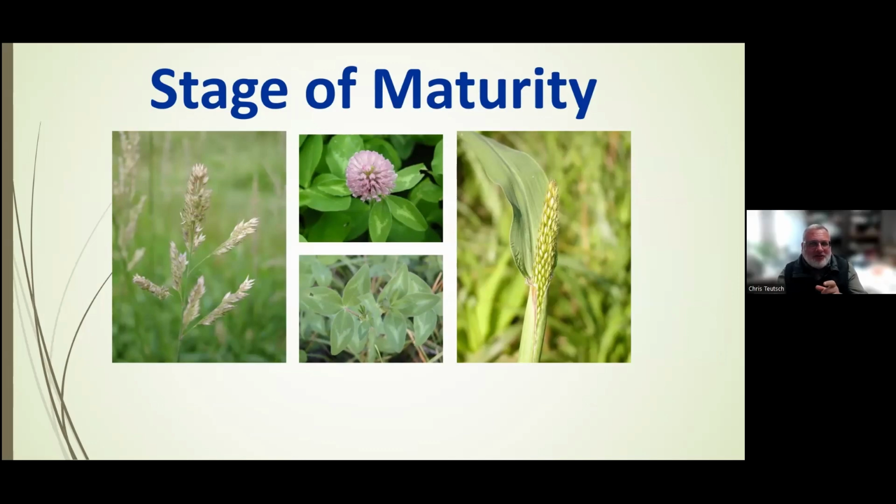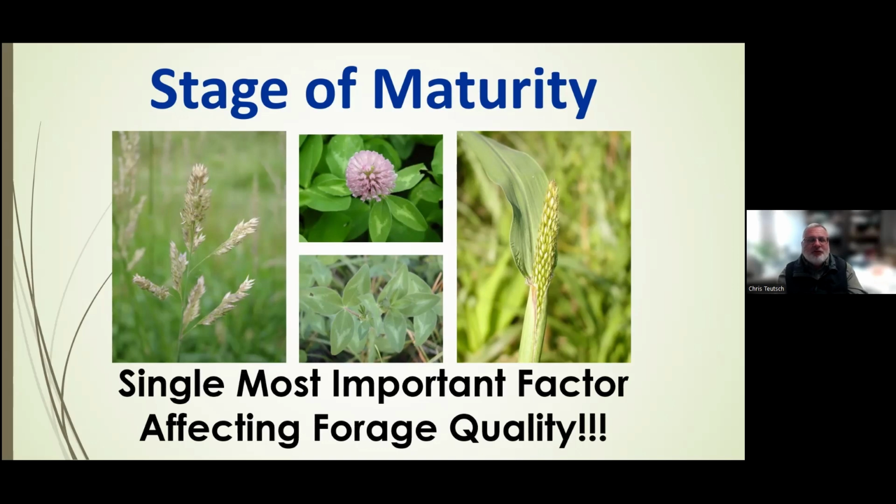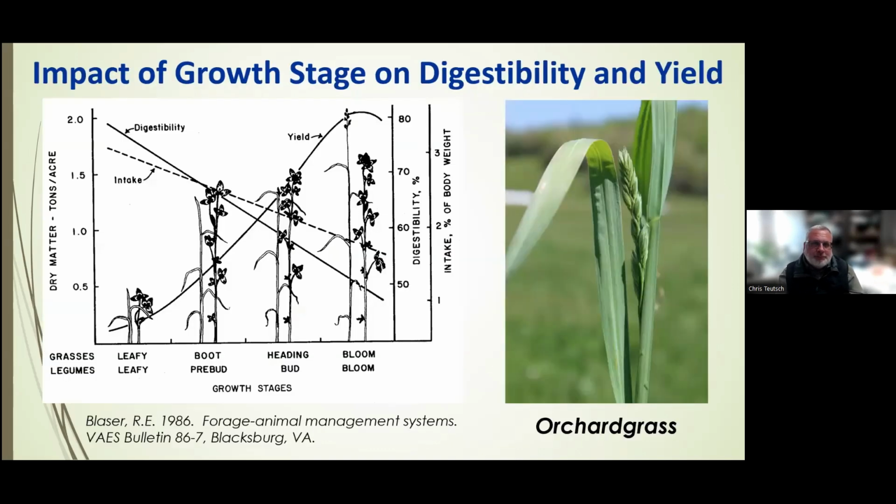I want to talk about stage of maturity at harvest. So we talked about species and we talked about fertilization, but the single most important factor impacting forage quality, and this is one that you have control over, is going to be stage of maturity at harvest. This is the most important factor impacting forage quality. And that's what this graph shows.